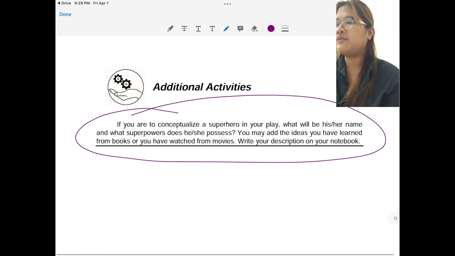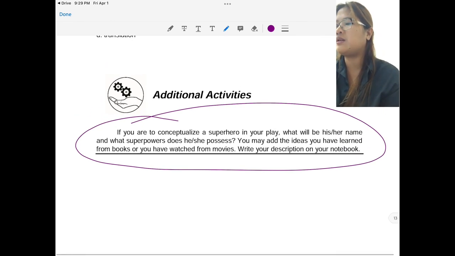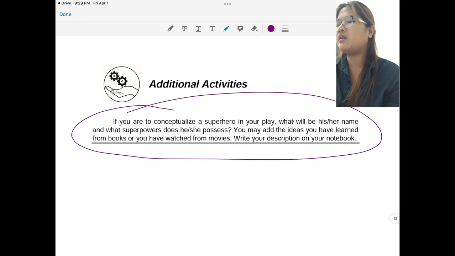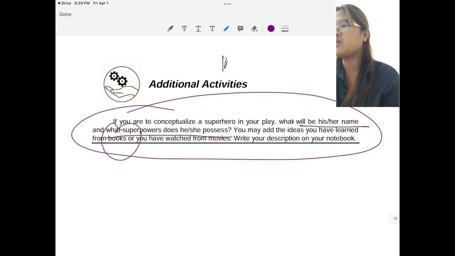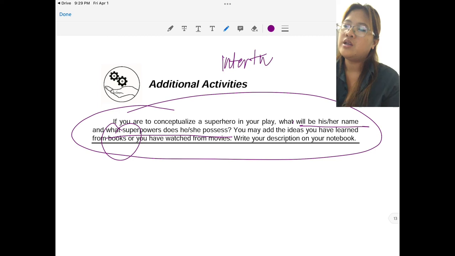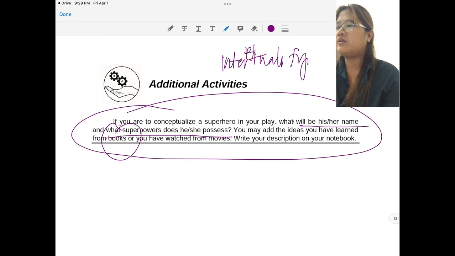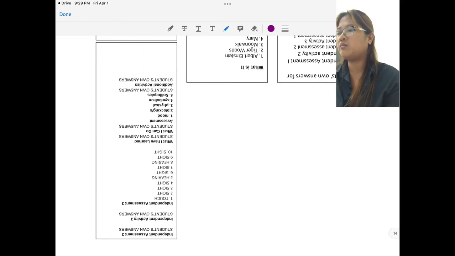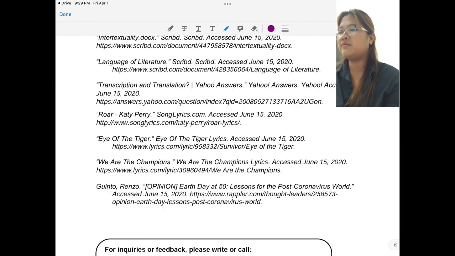And if you are to conceptualize a superhero in your play, I think this is still under drama. Yeah, because it's intertextuality for drama. What will be his name or her name, and what would be the superpowers? Then you would have to add ideas from the books or movies that you have already watched. So there's intertextuality. Okay? Then you have to write your descriptions in your notebook or on your designated portfolios.